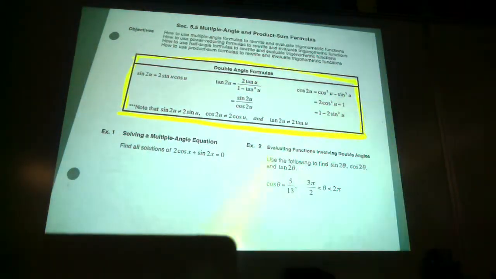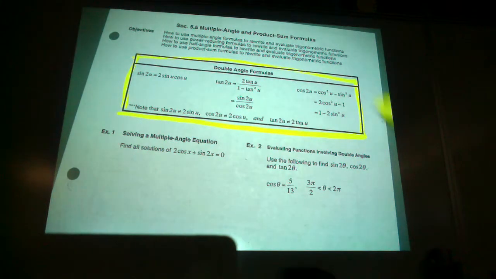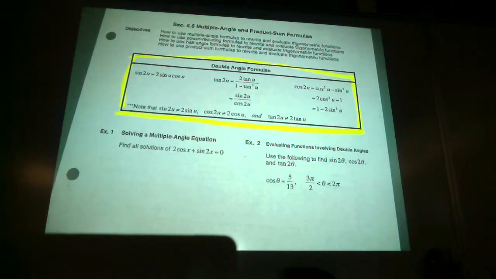Because once you start memorizing all this stuff, they start to look alike and become a little confusing, right? Right? Yeah, I would think so.